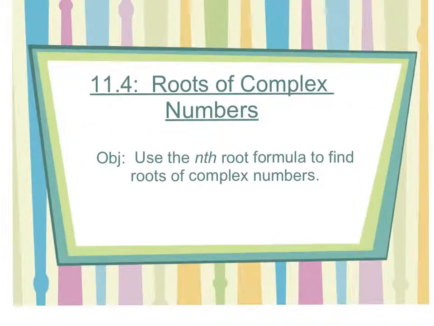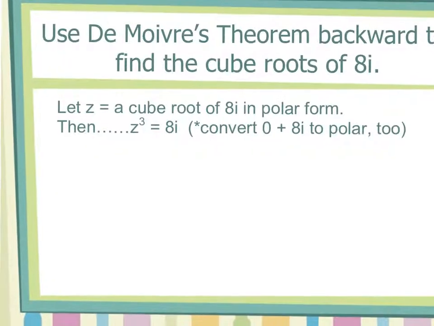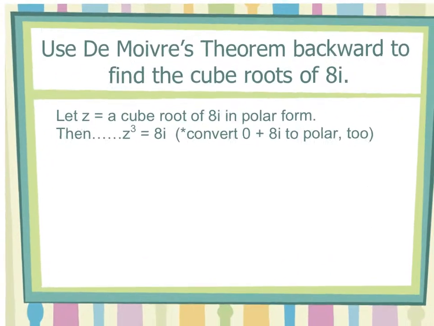In 11.4, we're doing the opposite of what we did in 11.3. We use this theorem, de Moivre's theorem, to take complex numbers and raise them to a higher power. Here we're doing the opposite. We're taking the roots, like a square root, cube root, fourth root of complex numbers, using the same theorem. So your problems will look like this in 11.4, all right?